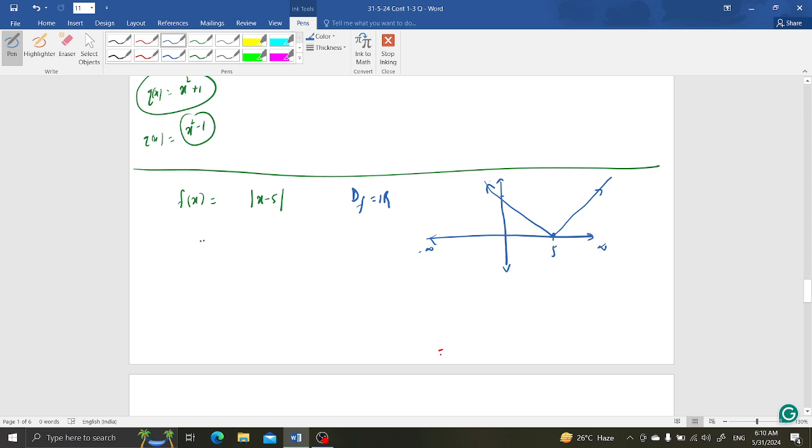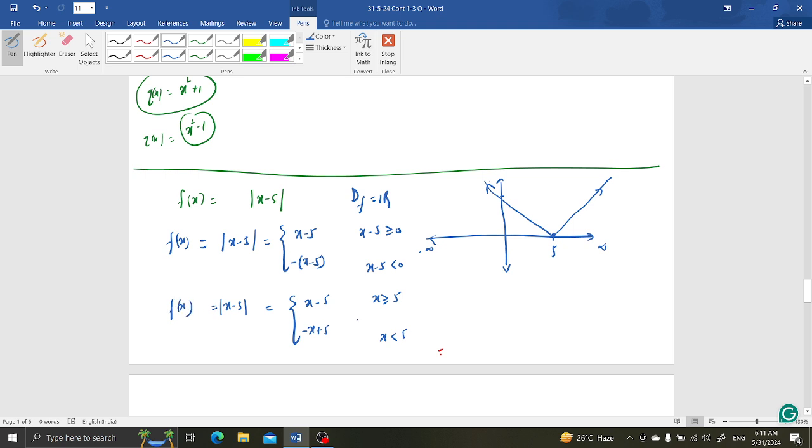The same as that. First of all we need to redefine it. Mod of x minus 5 will be x minus 5 if x minus 5 is greater than or equal to 0, and if x minus 5 is less than 0, it will be minus of (x minus 5). Solving the inequalities, we get x greater than or equal to 5, and if x is less than 5, we get minus x plus 5. This is your f(x).